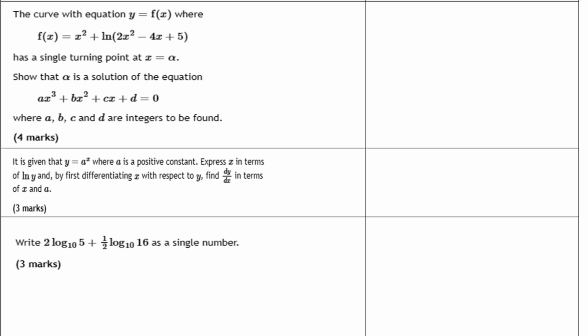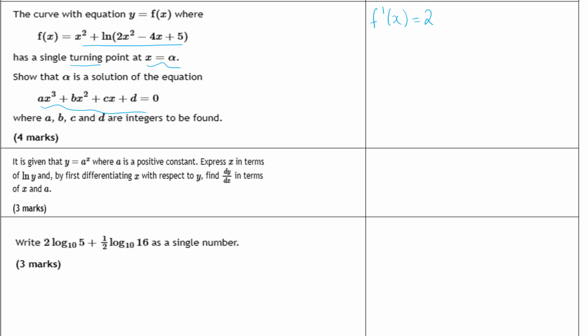Here's the next set of pure questions. We've got f of x is this equation here. It has a single turning point at x equals alpha. Show that alpha is the solution of this cubic here. So to find turning points, we need to set the derivative equal to 0. We're in function notation, so we need to be doing f dash x.